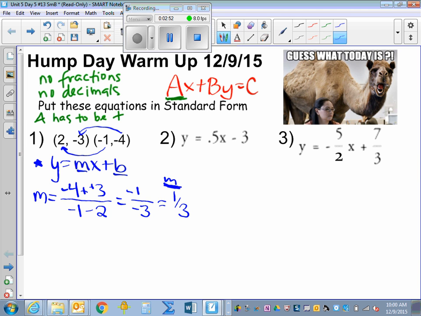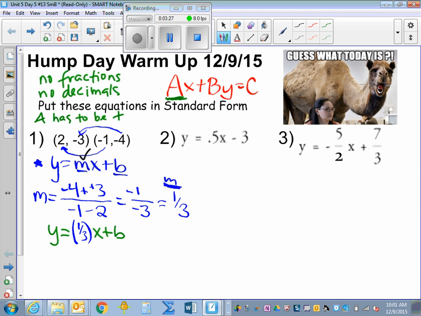Okay, so now that we have slope, we need to find our b value. This is what we were doing for those 3 days before we even learned standard form. So I write out my equation, y equals mx plus b. And let's fill in the values that I do have. So I have my slope is 1/3. And then I have x and y.